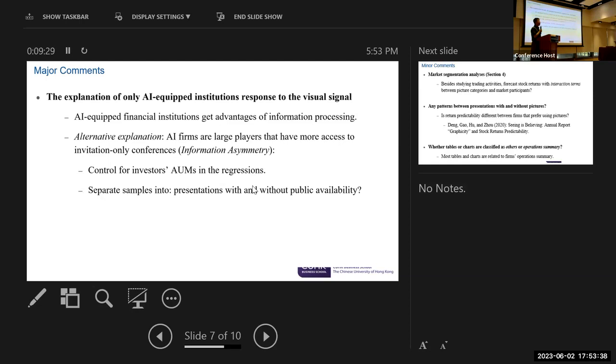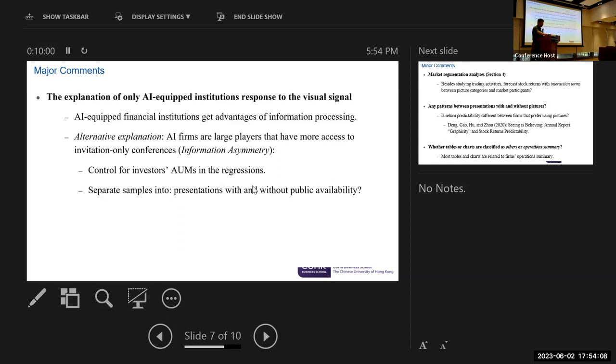One possible solution is that maybe you can also control for the institutions' AUM, to try to reduce the concern of information asymmetry. Or more effectively, maybe you can separate your picture samples into two groups: those presentation slides available to the public, or not available to the public.